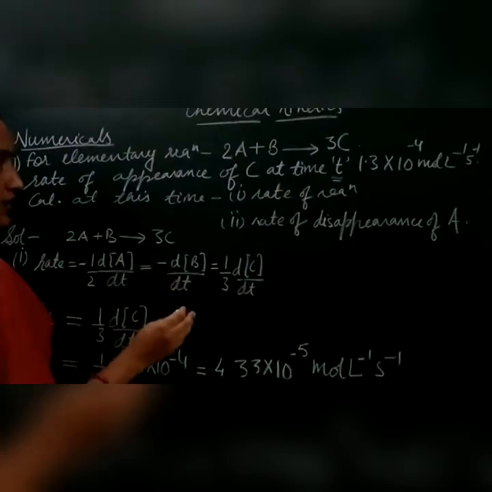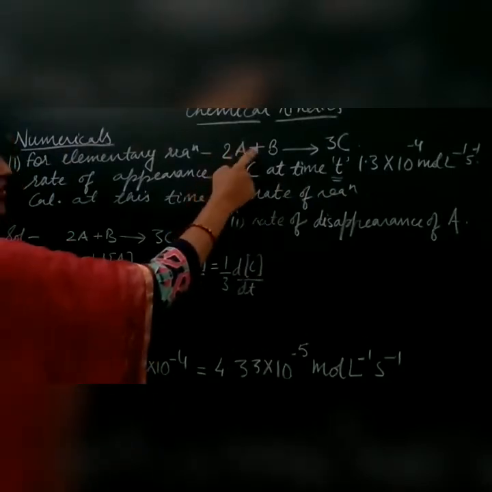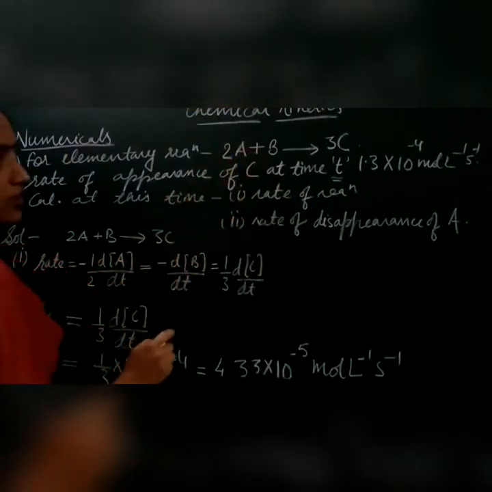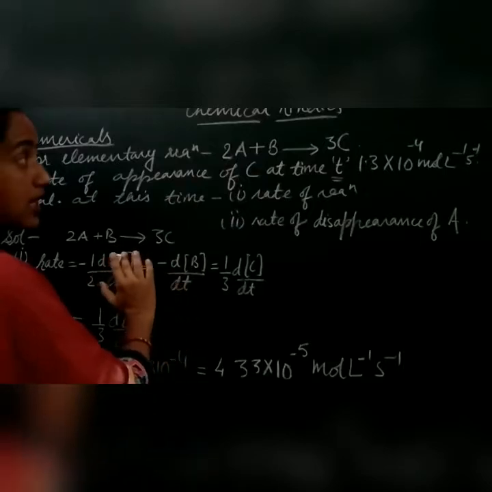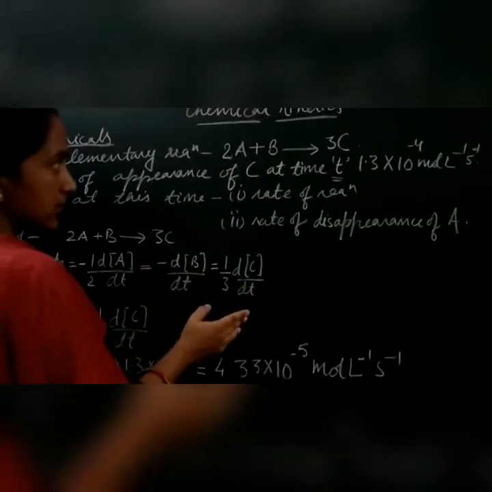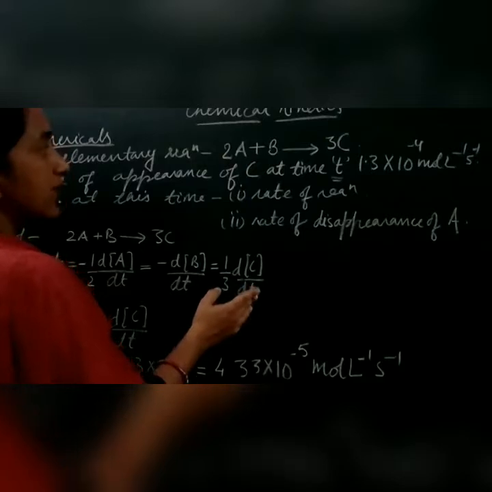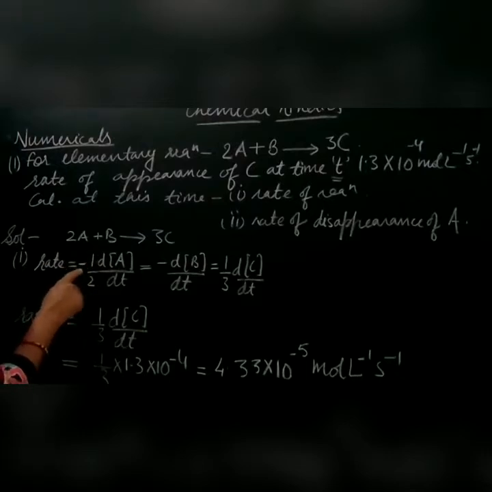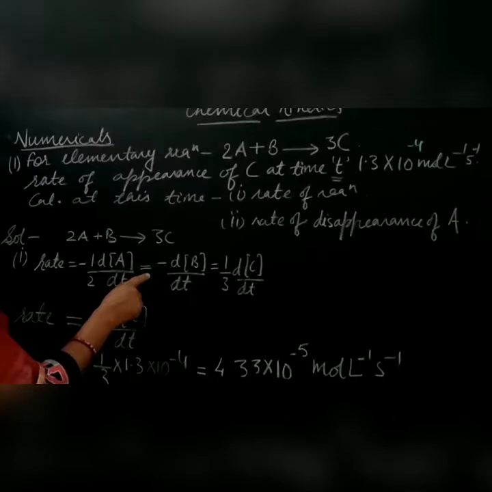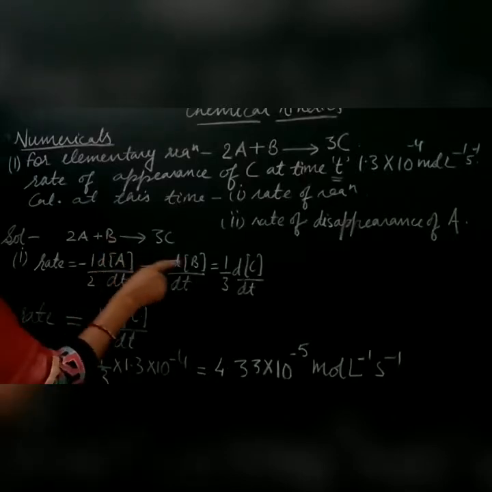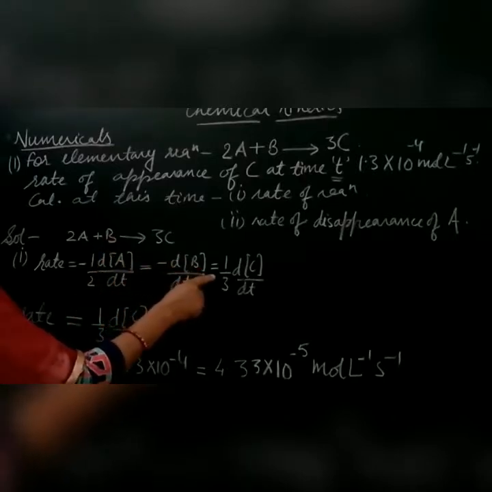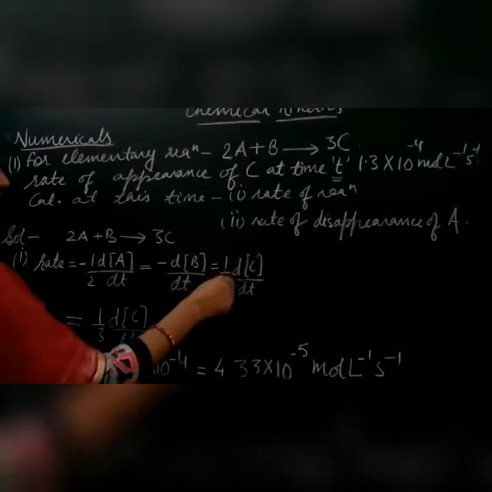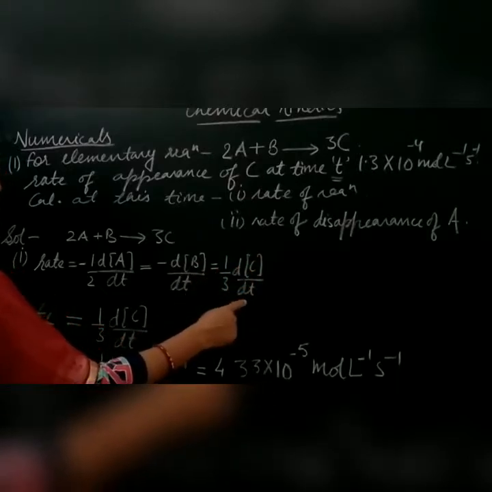So for this, first of all, whenever a reaction is given and we have to find out the rate of the reaction, we will first write down the general expression for the rate of the reaction in terms of reactants and products. Rate equals minus half dA upon dt equals minus dB upon dt equals 1/3 dC upon dt.